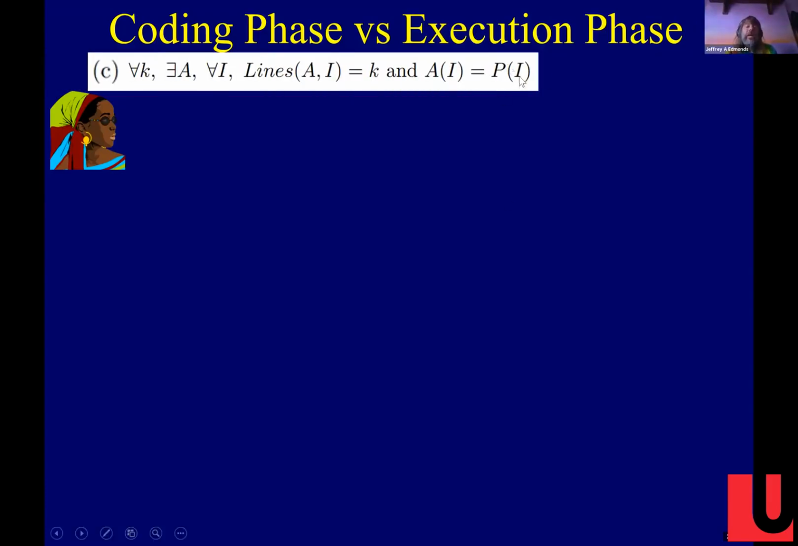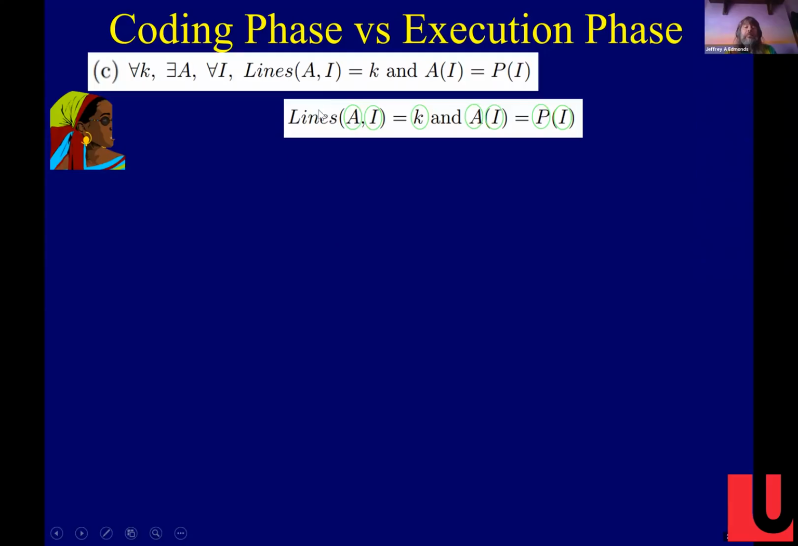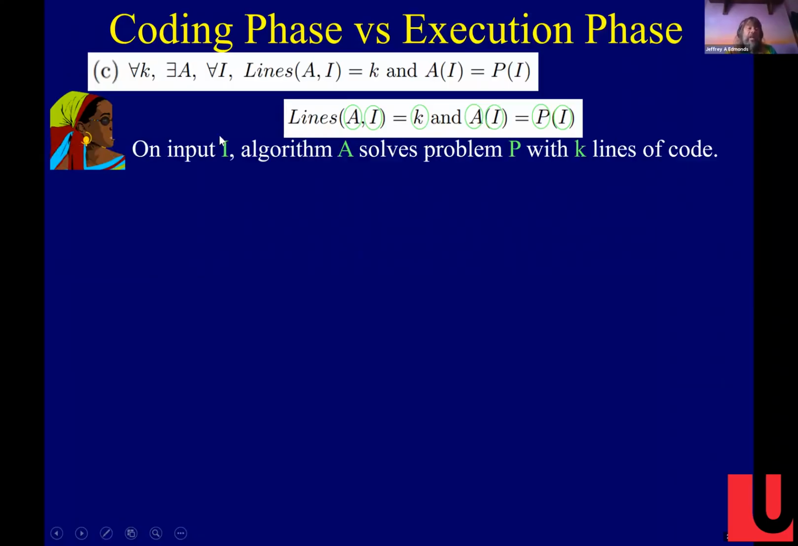All right, let's switch it up a bit. Now we're bringing in a computational problem, right? So we do as we did before. Everything's a free variable. So what is it saying? We're saying on input I, algorithm A does two things now. Algorithm A solves the problem, and it has k lines of code, right? So in order for the prover to win, there's two requirements now.